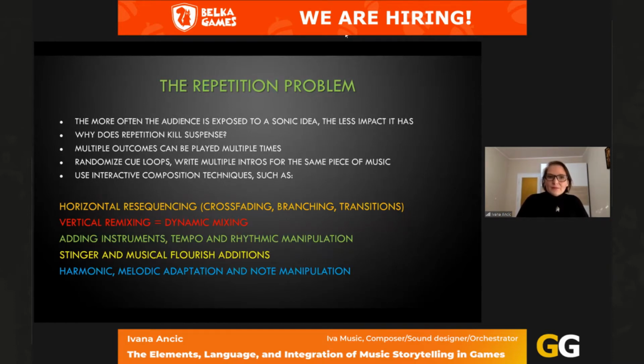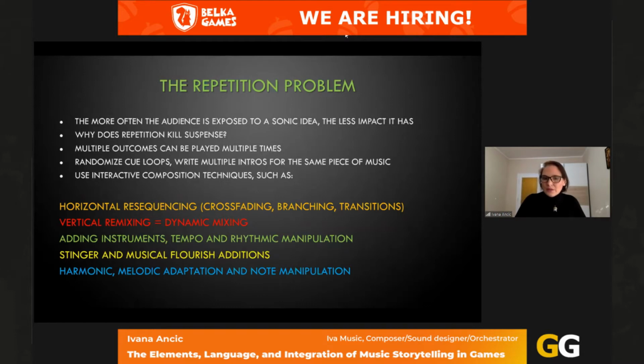And because we have multiple outcomes that can be played multiple times, we need to strategize and think about how we can actually avoid this repetitiveness. So we can randomize cue loops. We can write multiple intros for the same piece of music. And we can use interactive composition techniques such as horizontal resequencing. We can choose between crossfading and branching on transitions.